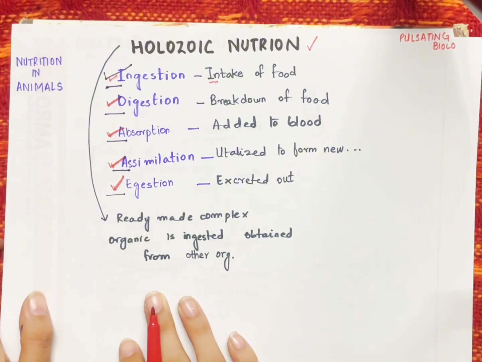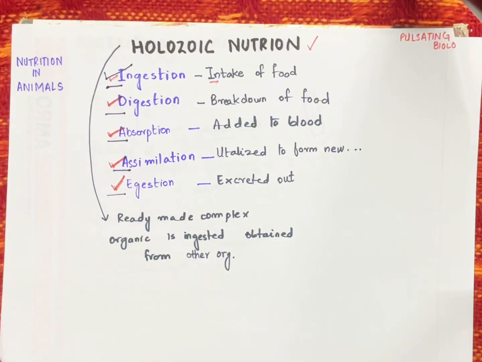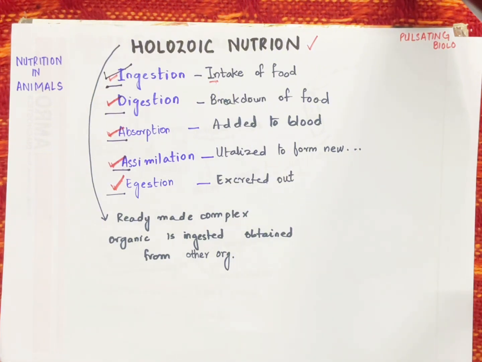That takes place at the anus, that is the last part of the gut. This is the holozoic nutrition, and all of these steps basically make the nutrition complete, starting from the ingestion of food to the excretion of food, that is termed as the egestion.